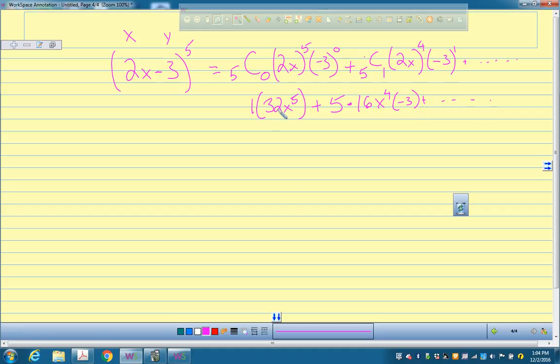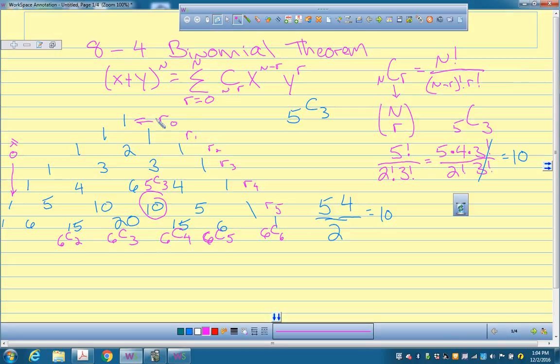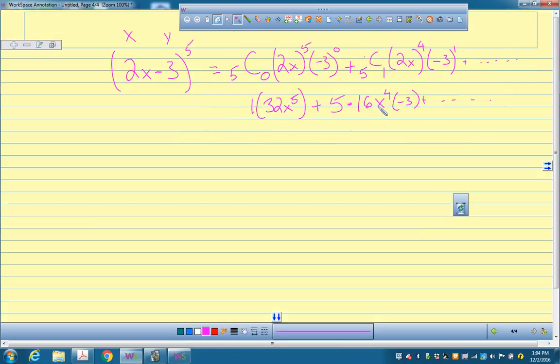I'm confused where the 5 comes from. 5 combination 1 is 5. You have to either plug that in your calculator or look at Pascal's triangle and figure that out. 5 combination 1. Let's go way back to here. 0th row, 1st row, 2nd row, 3rd row, 4th row, 5th row. 5 combination 0, 5 combination 1. There it is. See that? Isn't that cool? So going forward, then you just simplify.